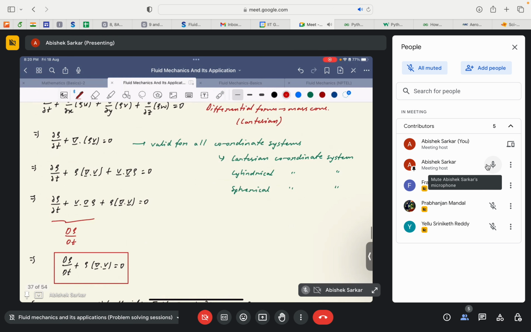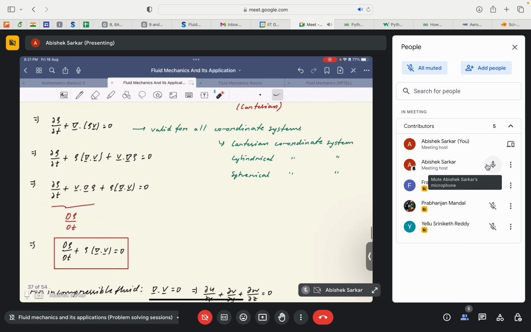So again, we can derive this equation further. Since here nabla acts as a differential operator on rho v, we can write this as two terms: rho del dot v plus v dot del rho. And now if we shift this term here, then we can write dou rho by dou t plus v dot del rho plus rho del dot v equal to 0.